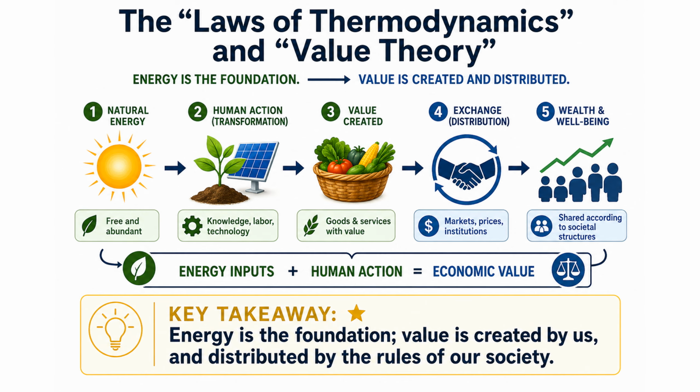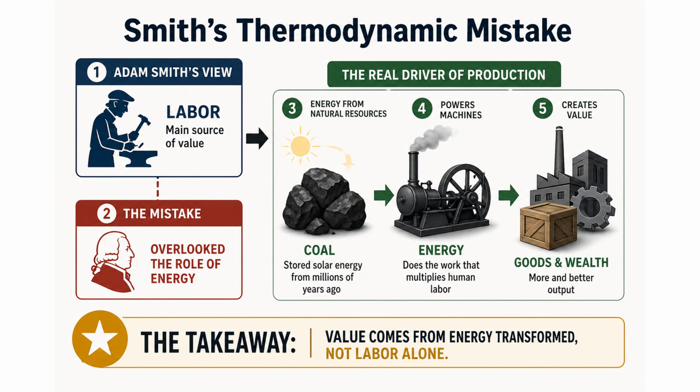Once that is clear, the next step is Smith's thermodynamic mistake, because it develops the next piece of the same argument. Adam Smith believed labor was the main source of value, but he overlooked the role of energy in manufacturing. Put more directly, Smith's thermodynamic mistake refers to his failure to recognize that energy, particularly from natural resources, is crucial for production. For example, in the Industrial Revolution, coal was used to power machines, representing stored solar energy from millions of years ago.